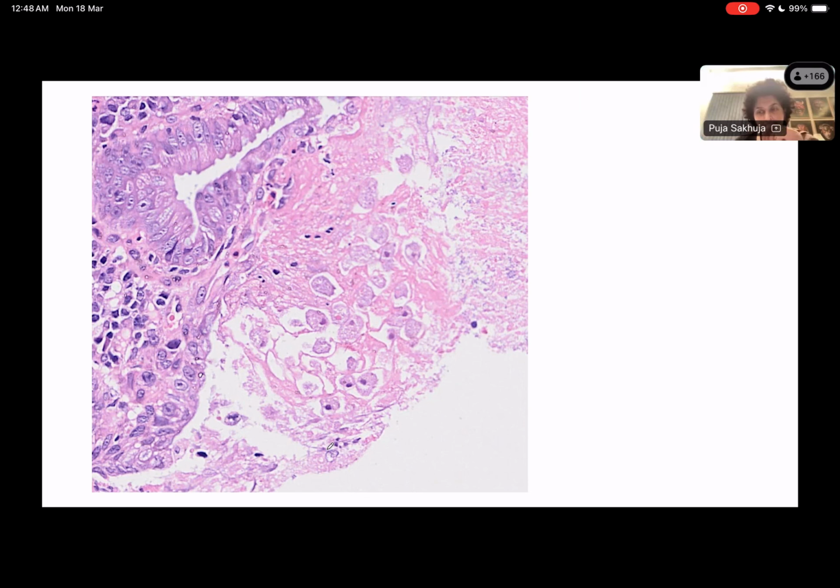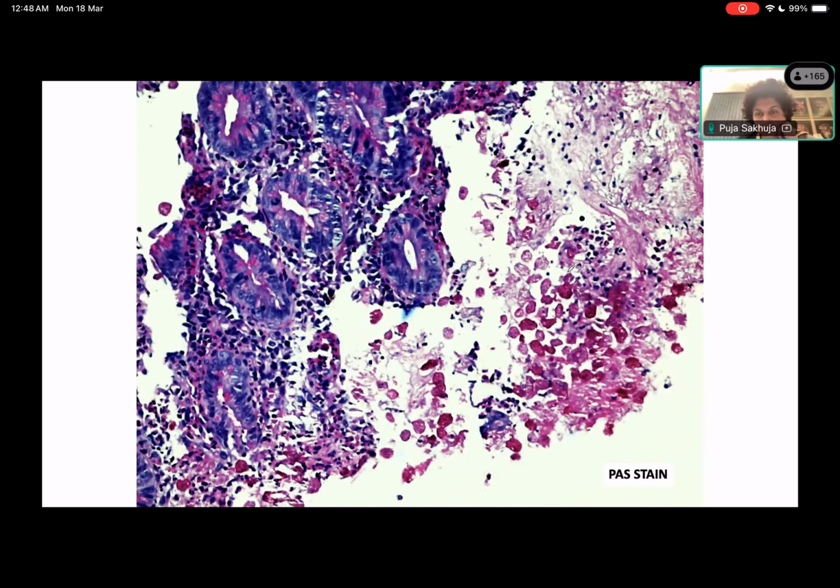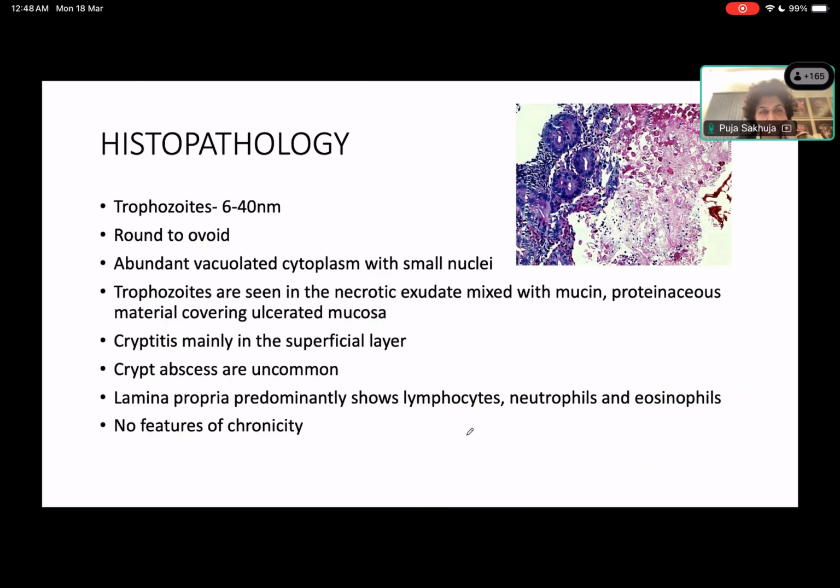Iron hematoxylin stain, okay, because of the ingested RBCs. Yes. Now, most commonly, of course, we just do a PAS stain and it comes strongly positive, which helps identify this. So here we are seeing trophozoites, round to ovoid, with vacuolated cytoplasm, mixed with a necrotic exudate, cryptitis, crypt abscesses, lymphocytes, neutrophils, eosinophils. And most importantly, there were no features of chronicity. Correct? No Paneth cell metaplasia, no basal lymphoplasmacytosis, no lymphoid aggregates.